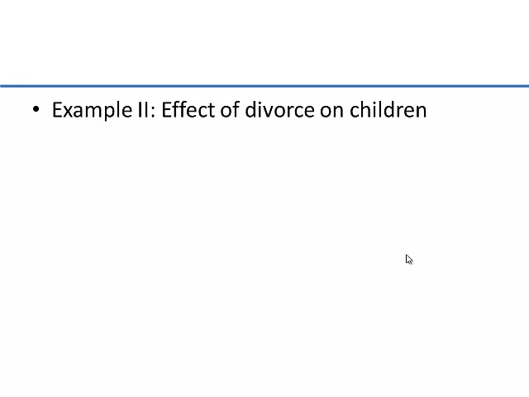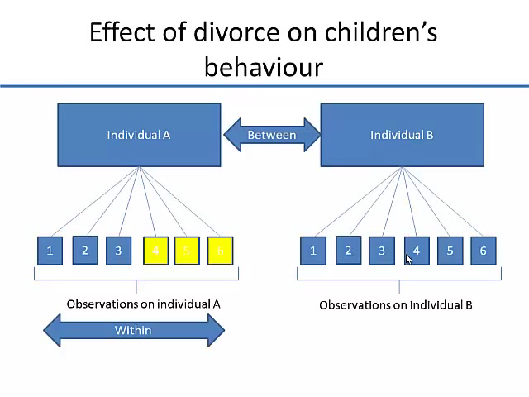The second example, in terms of the longitudinal hierarchy, is looking at the effect of divorce on children. So in this diagram, I've taken the individual longitudinal data structure and consider the yellow boxes to be years in which the parents of individual A are divorced. Okay, so for years 1, 2, 3, parents are together. For years 4, 5, 6, the parents are divorced. Whereas for individual B, the parents are together throughout the whole period of analysis. Okay, that's what that diagram is showing you.